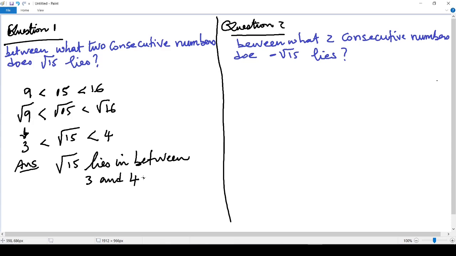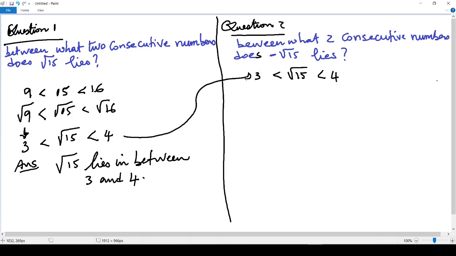Between what two consecutive numbers does negative square root of 15 lie? And I want to point this out: we don't have the negative sign inside the radical, it is outside. Once we have it inside the radical, as if we say square root of negative 15, then we will say that is undefined. But for this case, we have it outside the radical, so we can perform whatever question they are asking us. So in our previous question, for question 1, we got 3 less than square root of 15 less than 4, right?